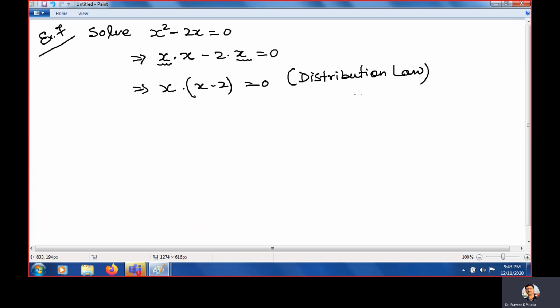Distribution law that we learn: x into x minus 2. Now the first factor is put equal to 0. Whatever the first factor x is, it is equal to 0. There is no need to solve. And the other is x minus 2 is equal to 0. So x is equal to 2, because you shift minus 2 to the right side, so 2.